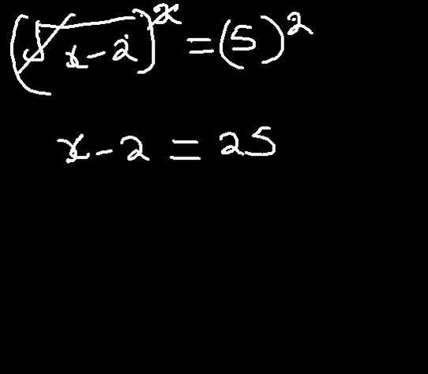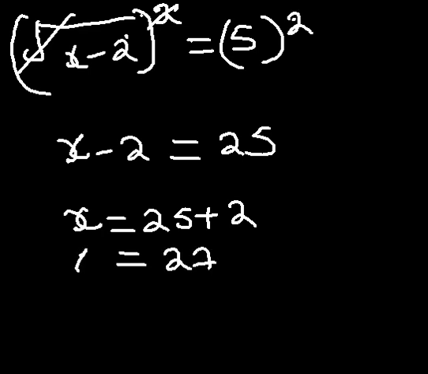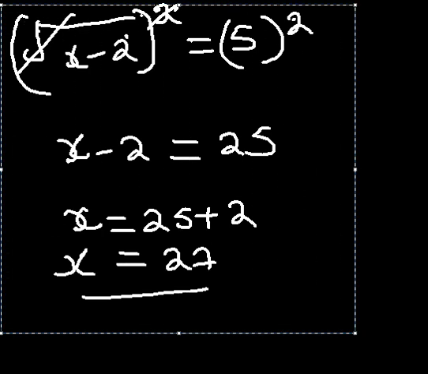So keep that in mind. Now we can solve for x. That will be given as x is equal to 25 plus 2, that is the same as 27. So the value of x is 27. So that's how you should understand that one.